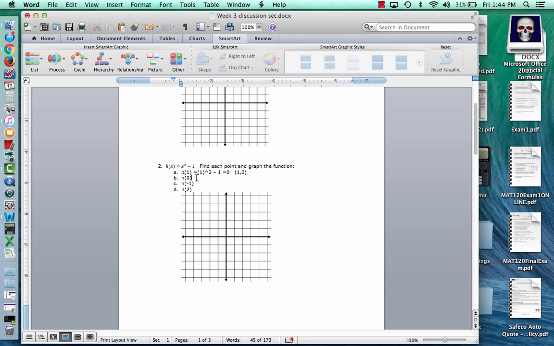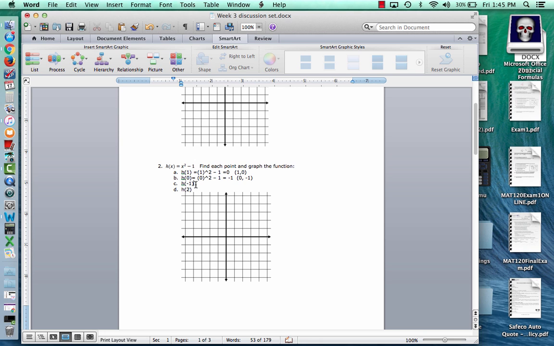Second one, h of 0. So we're plugging in 0. So we're doing 0 to the second power, also known as squared, minus 1. Well, 0 squared is 0, minus 1 is negative 1. So that gives us the point 0 for x, negative 1 for y.